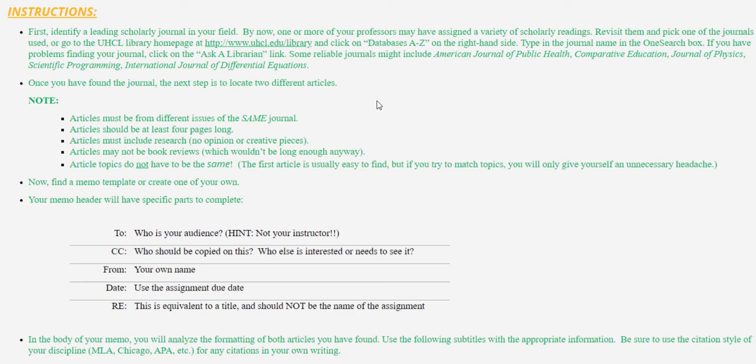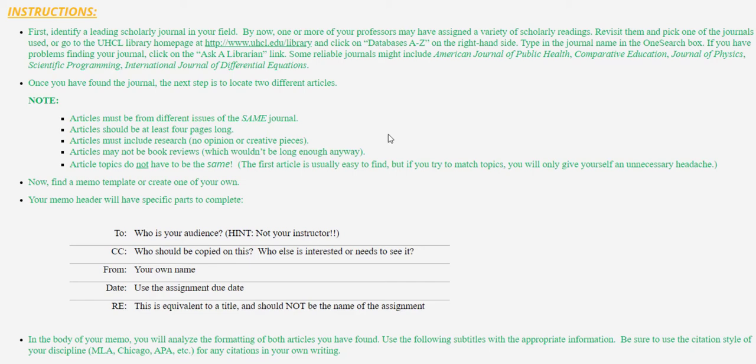The articles that you choose need to be at least 4 pages long, and they have to be research. I'm not looking for an opinion piece. I'm not looking for an editorial. I need it to be fact-based and probably to have resources and references as well.